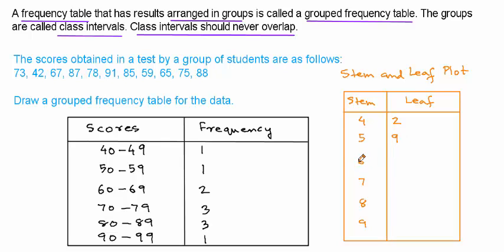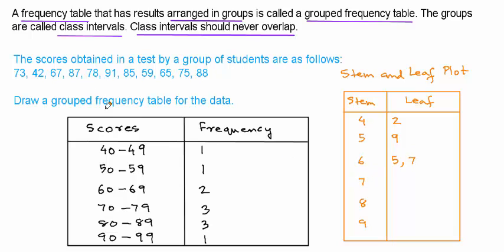For the 60s though, you have a 67 and a 65. Now you could have written a 7, comma, a 5, but if you want to draw an ordered stem and leaf plot, that means the leaves must be ordered from smallest to largest. So 5 comes first, comma 7, which means there were two data points in the 60s as shown in this frequency table. The first one is a 65, the second one is a 67.